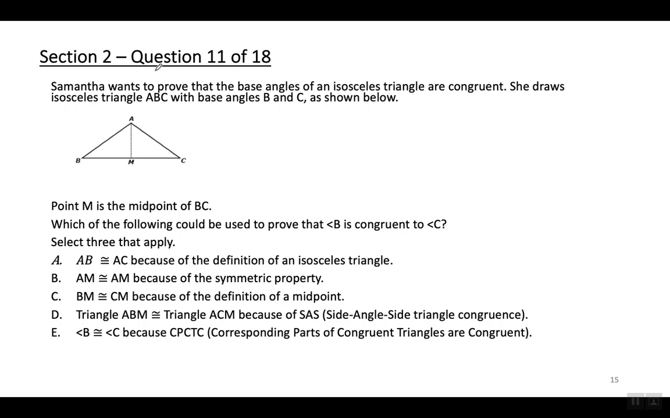All right, look at this one now. Samantha wants to prove that the base angles of an isosceles triangle are congruent. She draws isosceles triangle ABC with base angles B and C as shown below. So she wants to prove that the base angles, which are this one and this one. Actually, my bad. Let me keep reading this. Point M is the midpoint of BC. Point M is the midpoint.